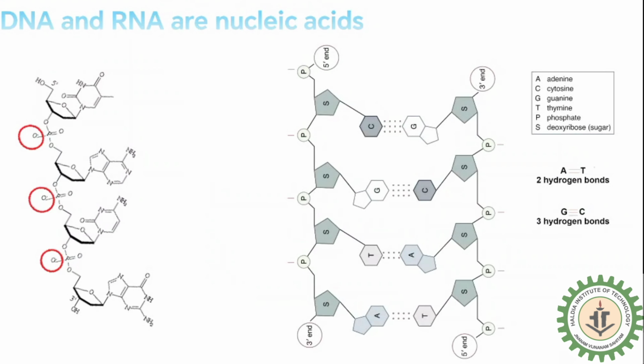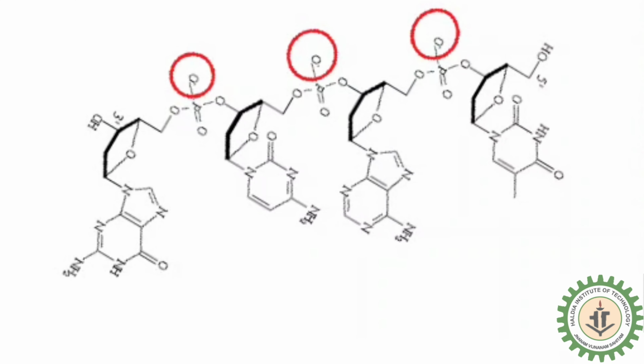Now again, in this image, in the left hand side panel, you can see that a single strand is shown, and in that image, red circles are made on one oxygen atom of each phosphate. During the making of DNA and RNA, phosphodiester bonds are formed between the fifth carbon and the third carbon of two nucleotides. One oxygen remains free in that case.